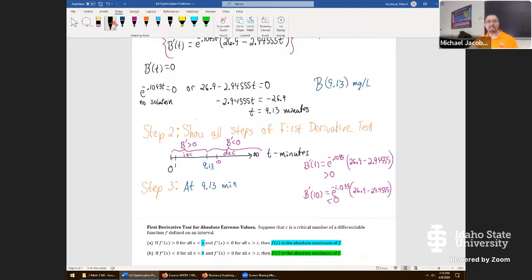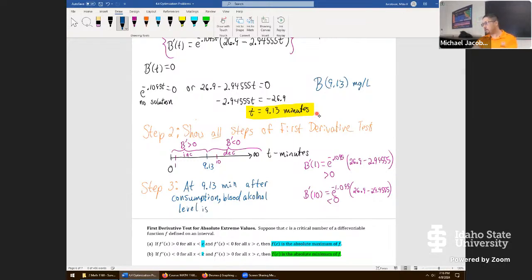Units are meant to help us out. I wouldn't take off credit if you did put them on, but don't do as I did. If you put in the wrong unit, that could make something correct just look wrong. So at 9.13 minutes after consumption, blood alcohol level is maximized.